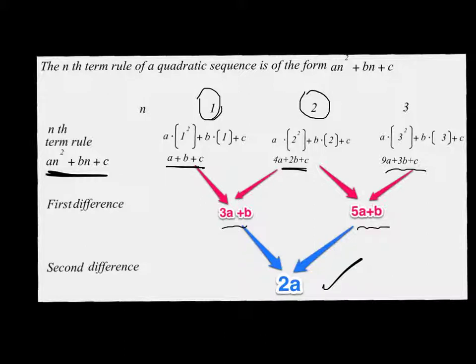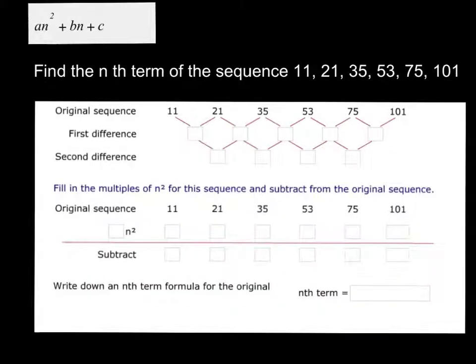Now we're going to use this understanding to find the nth term of some quadratic sequences. I'm going to do one example, after which you're going to do the rest on your own. Here we have a sequence 11, 21, 35, 53, 71, and 101, and you're asked to find the nth term. As you can see in the top left hand corner, we have the general quadratic sequence, which is an squared plus bn plus c. So we're going to find the first difference of the sequence. The first difference here is 10.